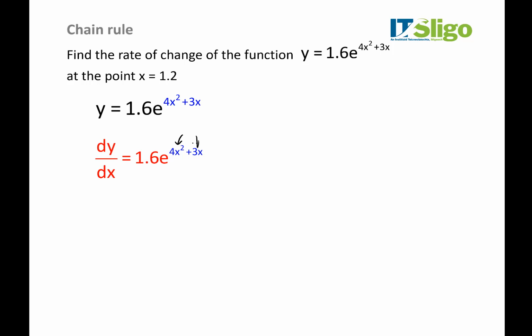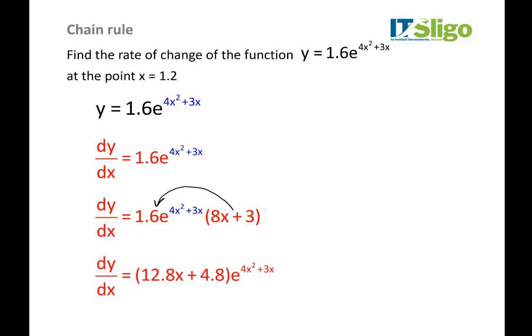In the second step, we now differentiate this. I hope you'll agree, it's 8x plus 3. And that'll then be multiplied by step 1. And there it is. Finally then, this bracket moves to the front and we multiply everything in the bracket by 1.6 and we get this. So 1.6 by 8 is 12.8, 1.6 by 3 is 4.8. That's all that's going on there.